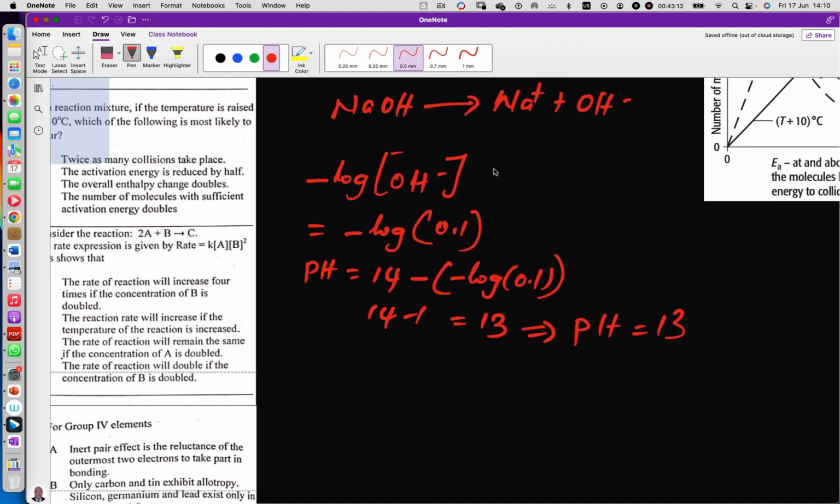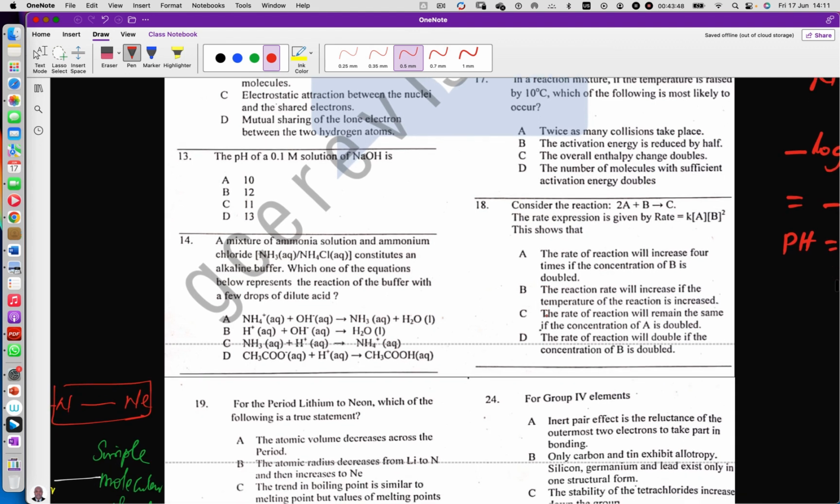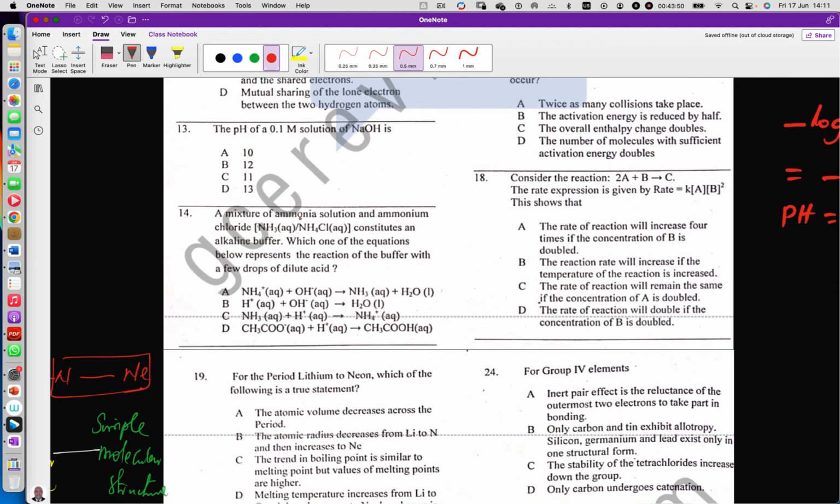This is sodium hydroxide. Sodium hydroxide is an alkali. The OH ion concentration in it is 0.1, as we have been told. Now, the negative logarithm of the OH concentration, the negative log of 0.1, will be 1, and 14 minus 1 will give us 13. So if we go back to our answer column, our answer will be D.